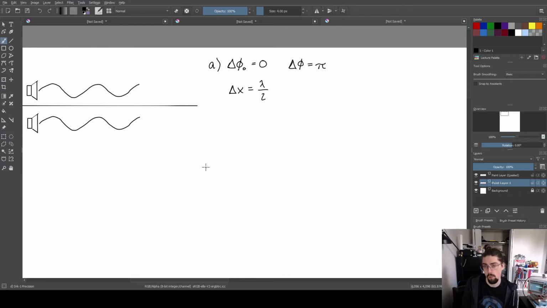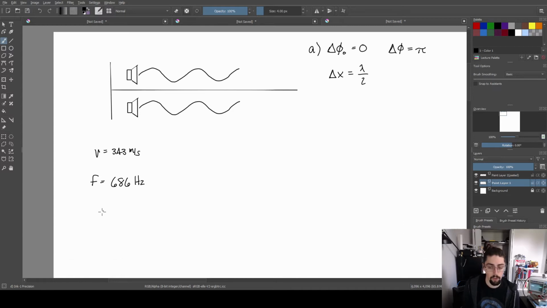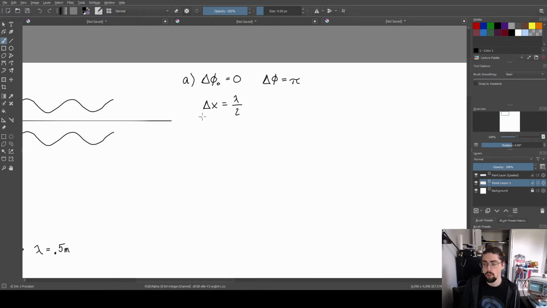So we have done most of the work already. The last little bit of detail we need to add here: we know that the speed of this wave is 343 meters per second. We know that the frequency of these waves is 686 hertz. That tells me right off the bat, v equals f times lambda. Lambda must be equal to 0.5, so lambda over 2 must be equal to 0.25.